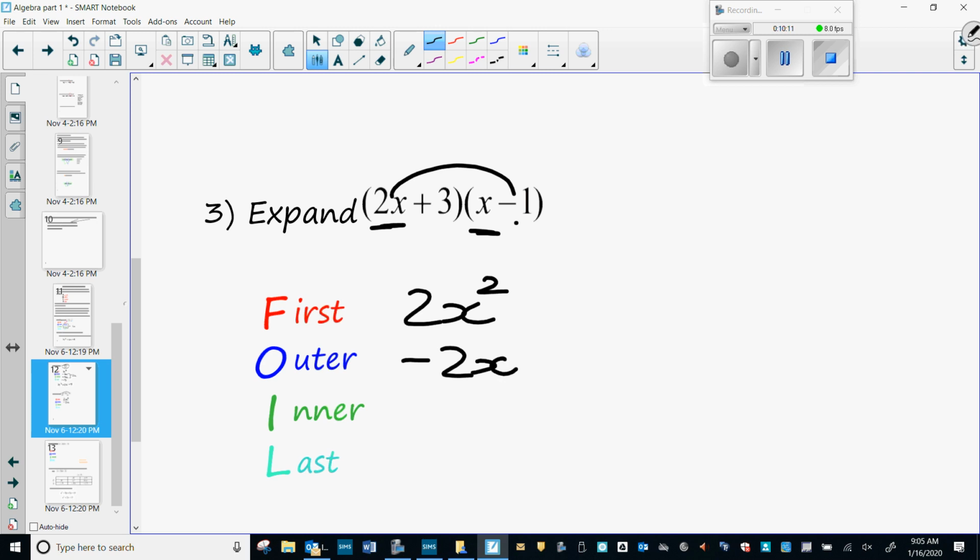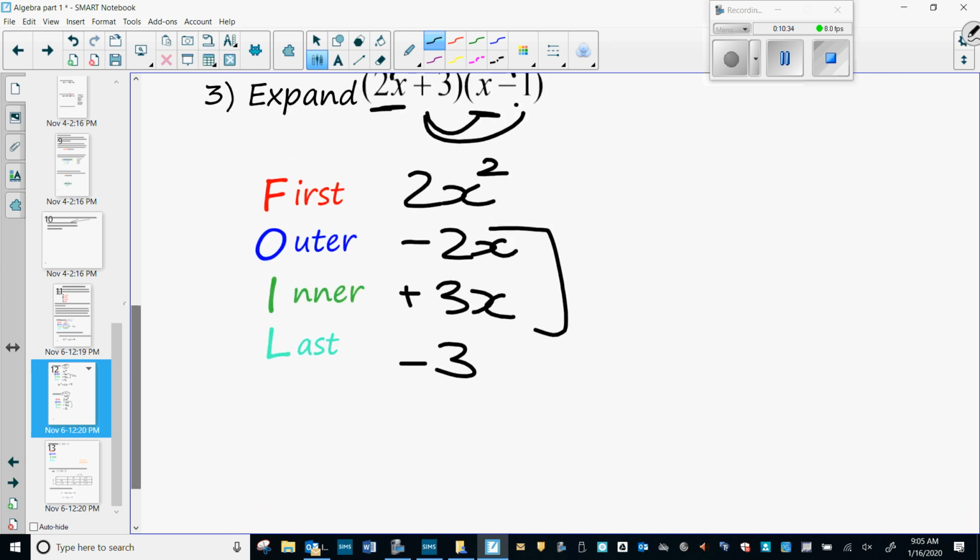Inner. I sound like some dodgy person. Inner. And 3, positive 3 multiplied by x. Kelsey. 3x. Positive 3x, lovely jubbly. And last, positive 3 multiplied by negative 1. Amy. Negative 3. Negative 3. We can join our middle two together. So we've got negative 2x plus positive 3x.